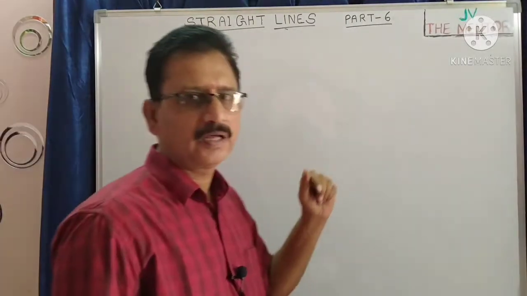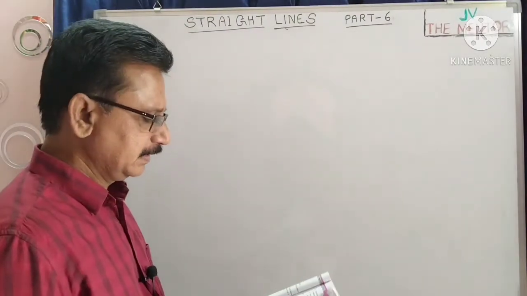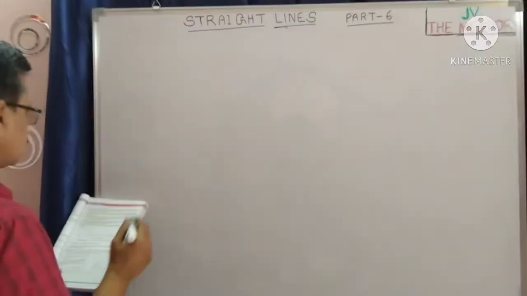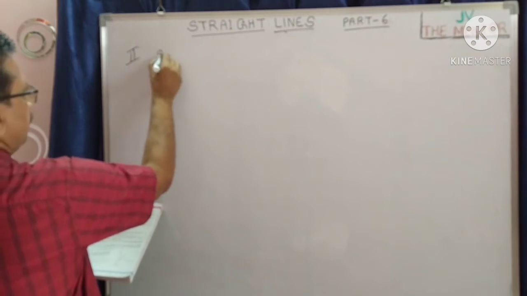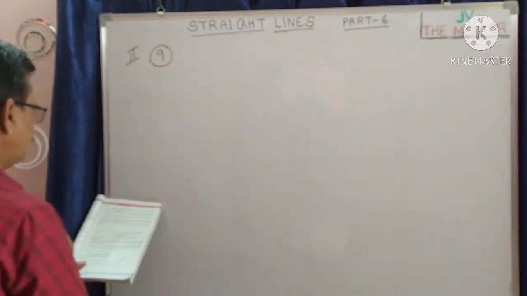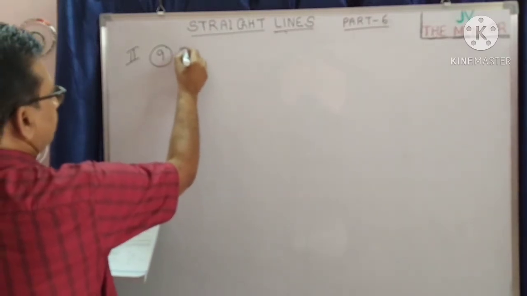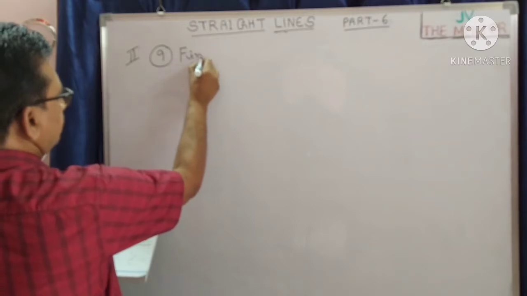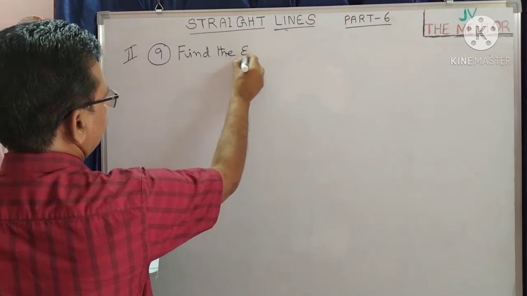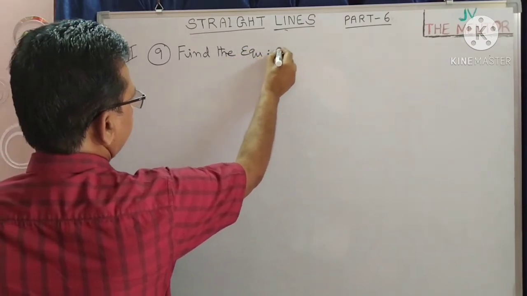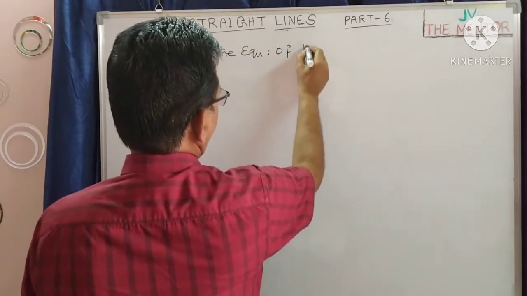Elementary. Now the next problem in straight line, that is the ninth problem in second Roman. Important problem. Ninth problem in second Roman. Find the equation of the straight line.